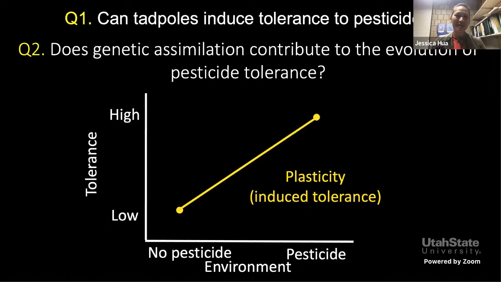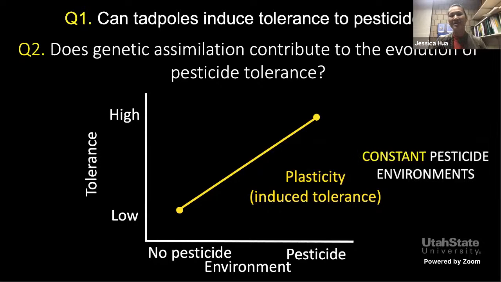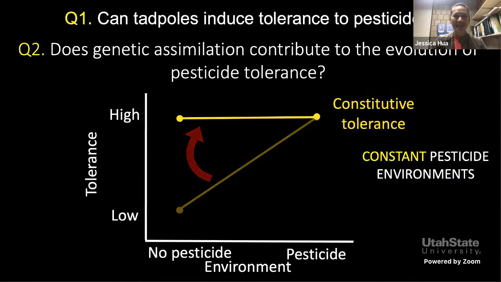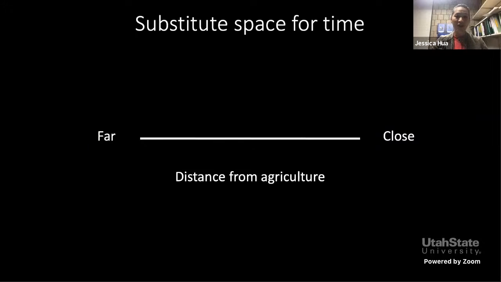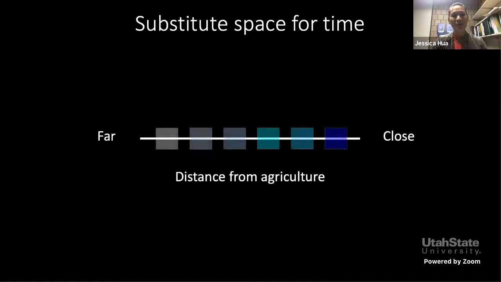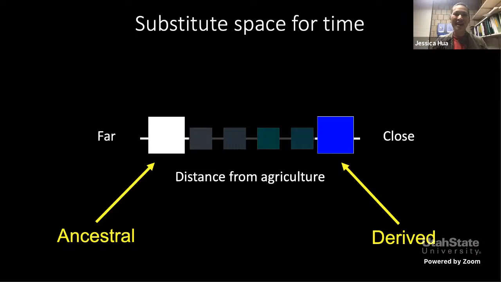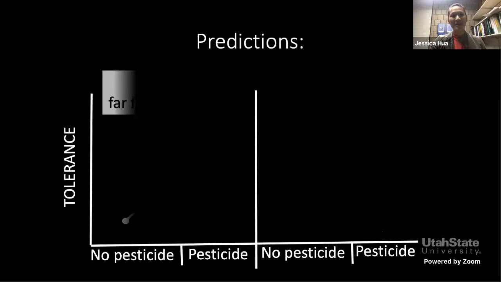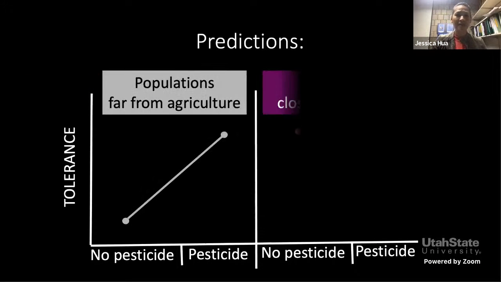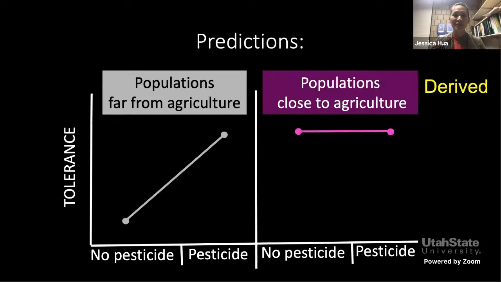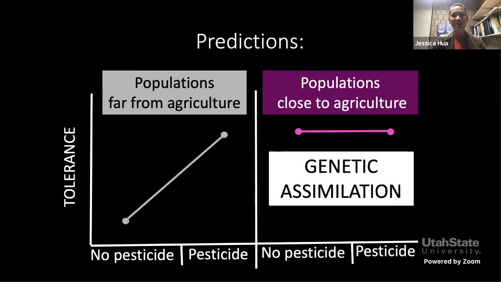One way to do this would be to take a plastic population, change the environment to a constant pesticide environment, and see if over time it reaches constitutive tolerance. This can take a lot of time, and so instead what we did was we substituted space for time. So we went out on a gradient, a distance from agriculture, far to close, and we took populations that were far from agriculture, which don't experience pesticides as constantly, and these would serve as our ancestral populations. Populations close to agriculture would serve as our derived populations, those that are more constantly exposed to pesticides. So using these different populations across space, we could simulate time. Populations far from agriculture, the ancestral populations, should have plasticity. Populations close to agriculture, the derived populations, should have constitutive tolerance. If both these criteria are met, we would say it's consistent with genetic assimilation.